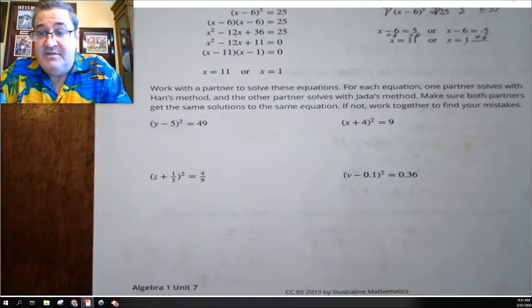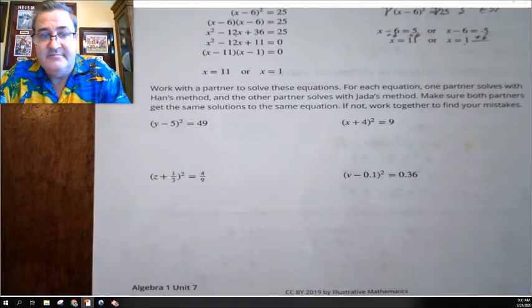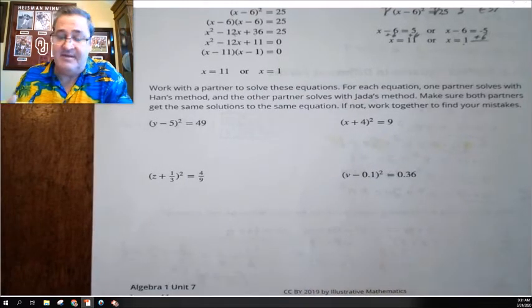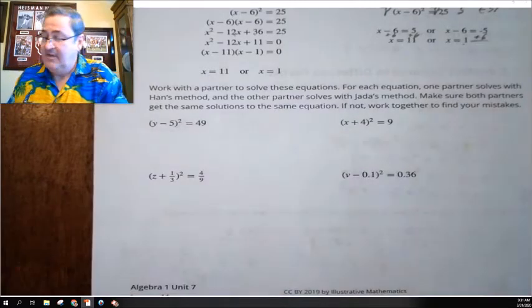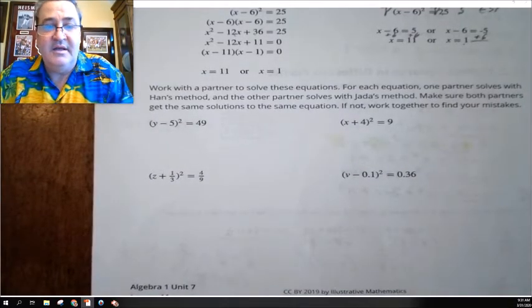So for each equation, one partner solves with Han's method, and the other solves with Jada's method. Make sure you get the same solution to the same equation and not work together. Anyway, I'm going to do these with Jada's method because we've looked at Han's method a lot. We're going to do this, and then we'll do one of them with Han's method just to kind of show they are the same thing.